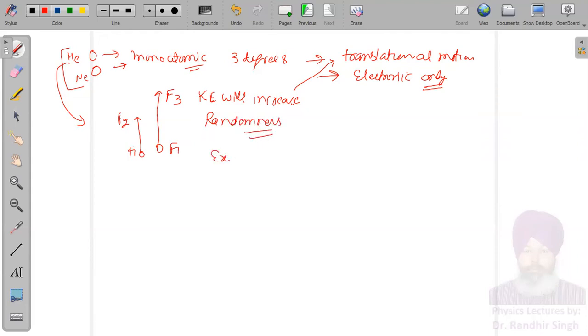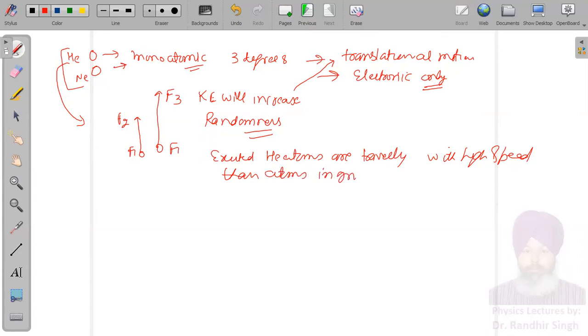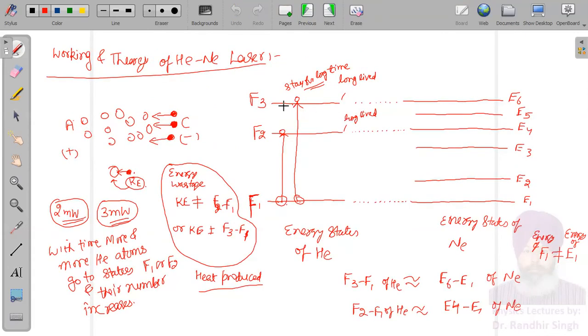So it means excited helium atoms are traveling with high speed, compared to atoms in the ground state. Such helium atoms, if I show you the previous slide, suppose there is a helium atom in the excited state F3, it is traveling with extra high velocity. The gas tube contains both kinds of atoms, helium also and neon also.